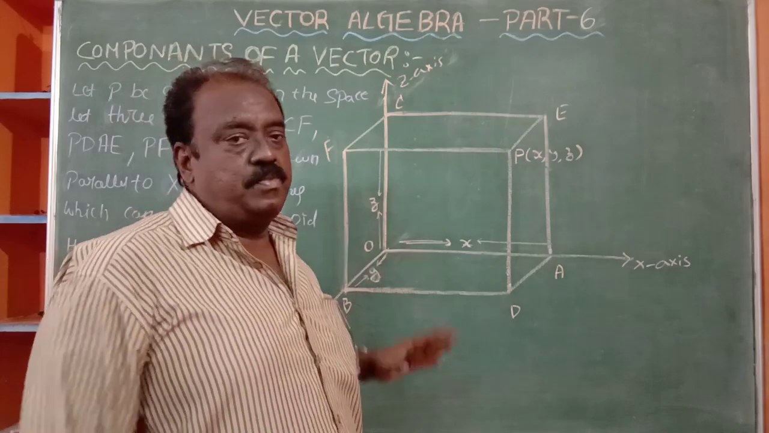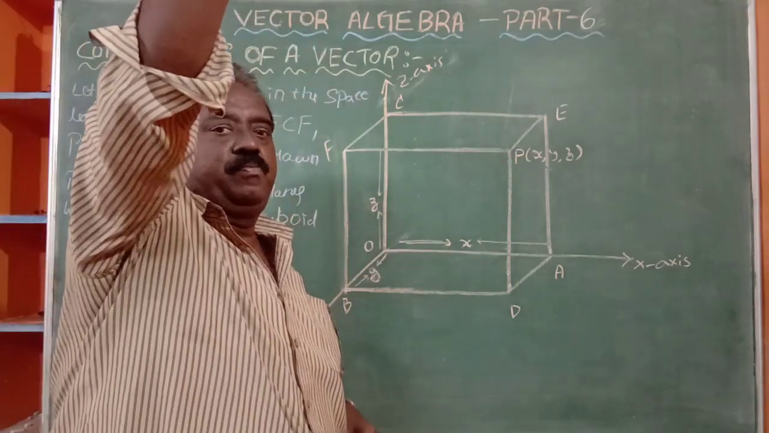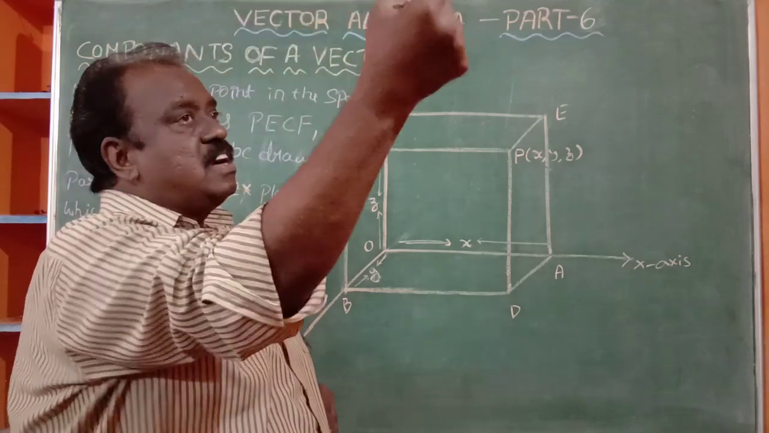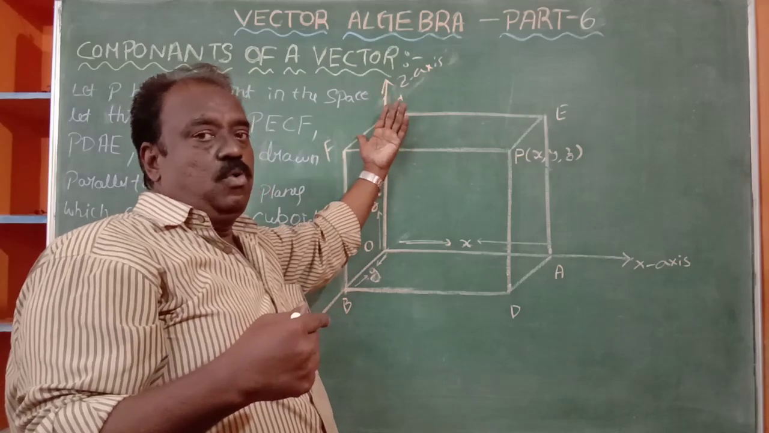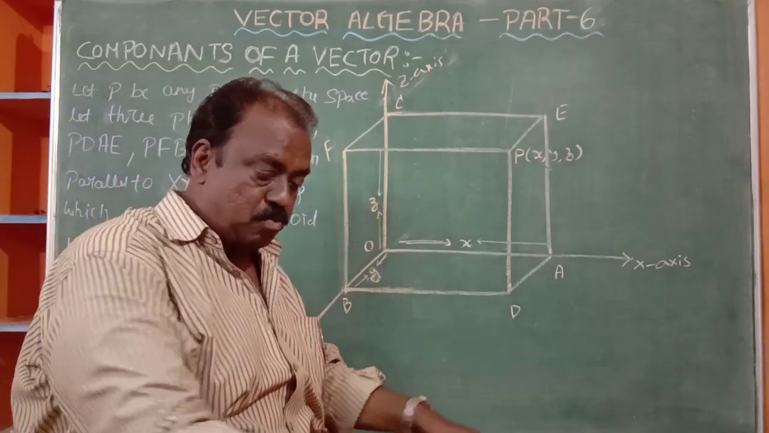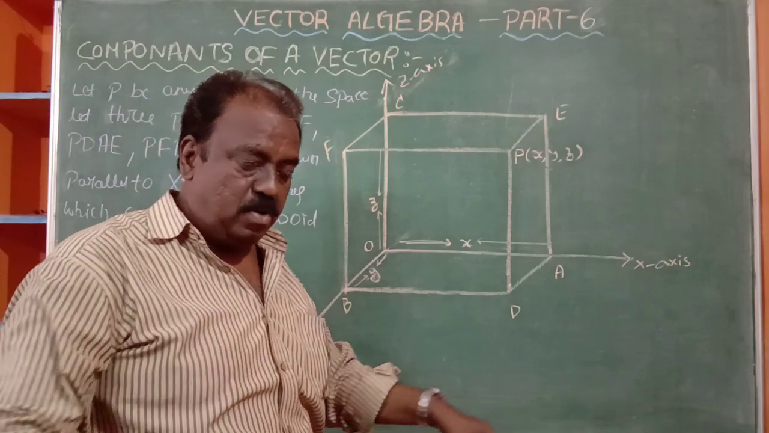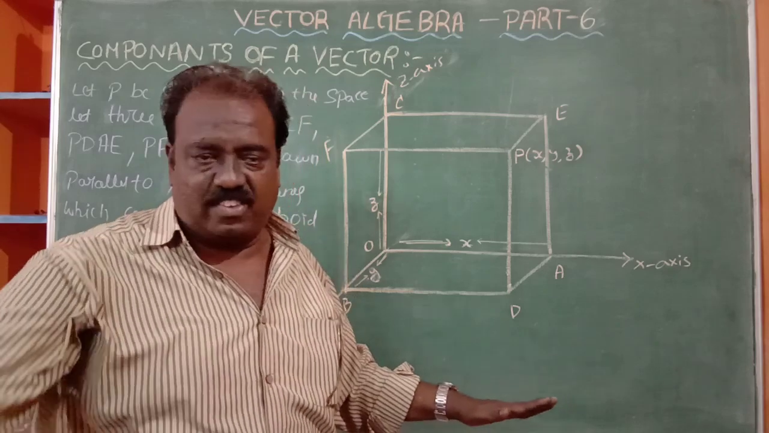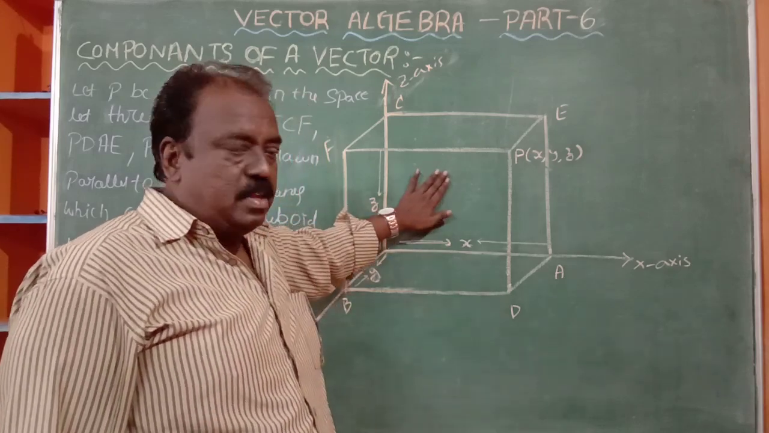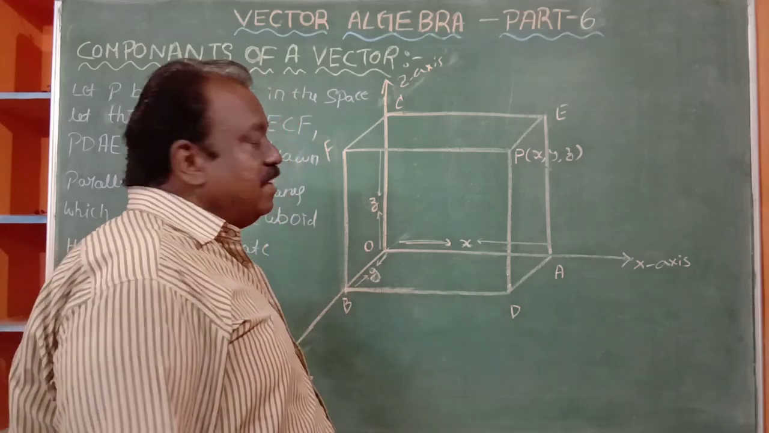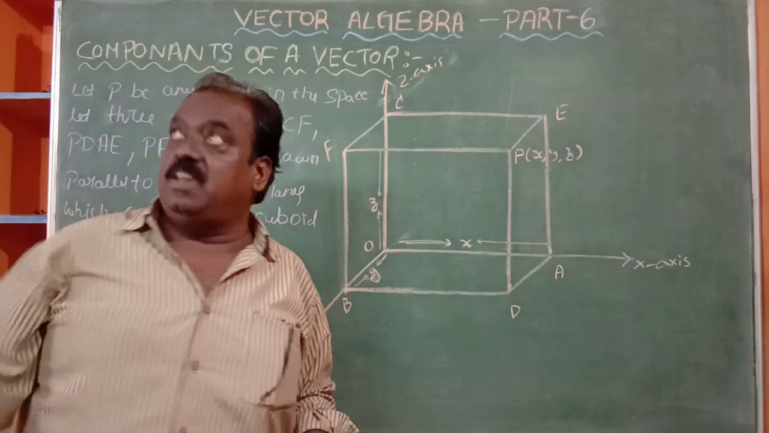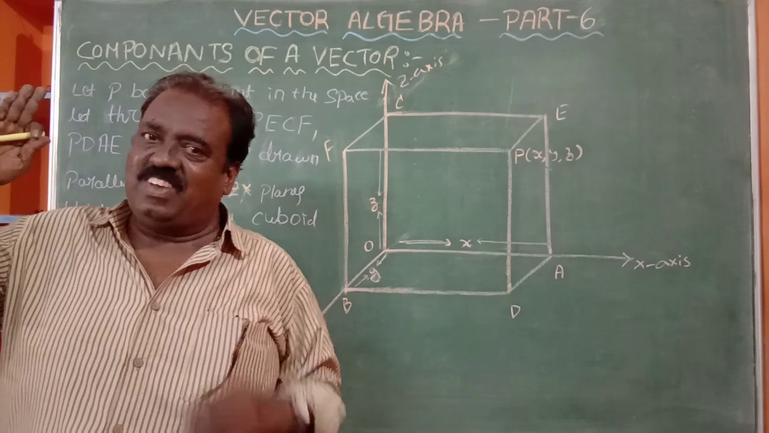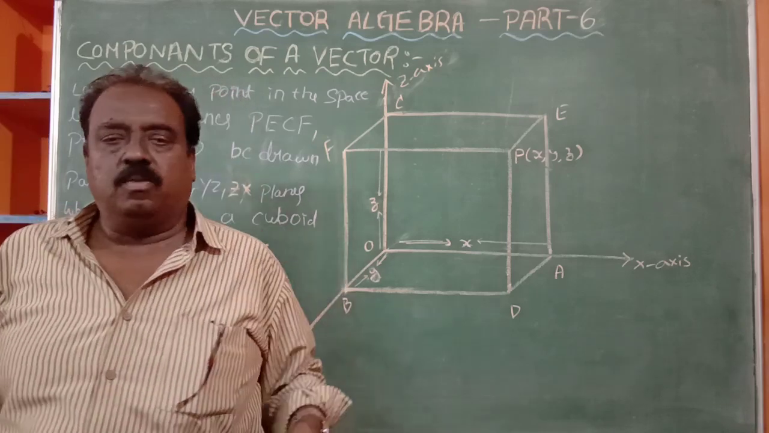There is a point P in this space. Try to understand, P is in the space. It is not lying on this wall or this wall or on the floor. The floor is a plane containing the x-axis and y-axis. This board is a plane containing the x-axis and z-axis. And we assume here is a wall based on the y-axis and z-axis. Like that we have to assume.